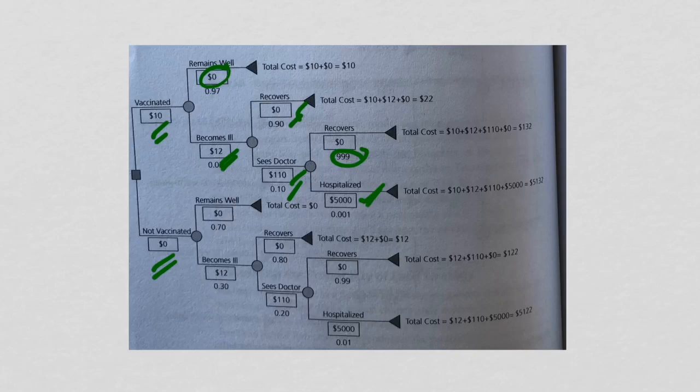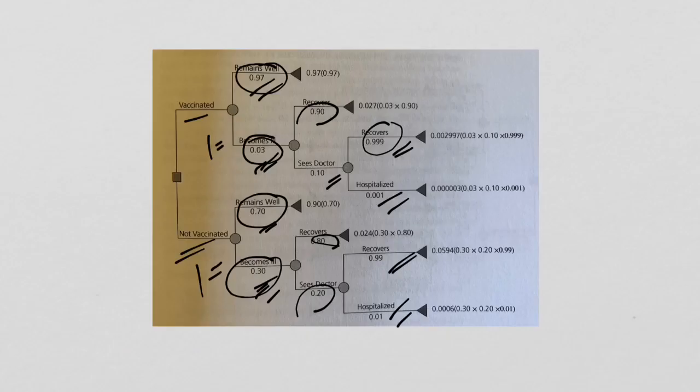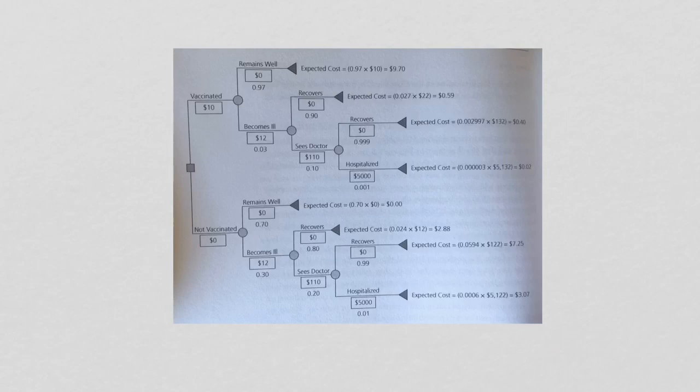So now we covered the top part. Now let's look at the bottom part. Here, if we remain well, about $0, same thing as the one on the top. And here we're assuming that the over-the-counter medication, whether you're vaccinated or not vaccinated, is still $12, because you're still sick. If you recover, no dollars. If you see a doctor, if you become ill, it's $110. If you recover, no dollars. And to be hospitalized, $5,000. So now we inputted the cost, and in our previous slide, we inputted the probability. We're almost halfway there on our tree.